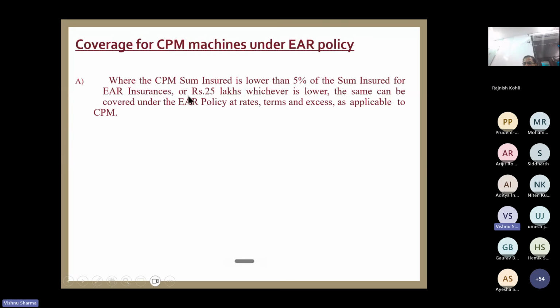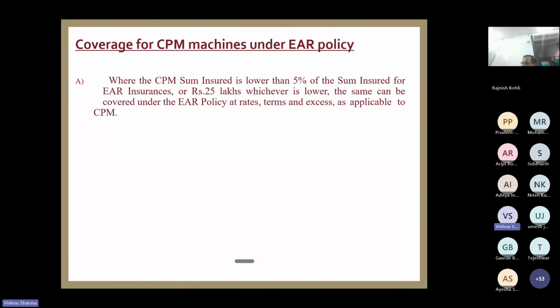Yes, thank you. So in this coverage for CPM machinery under the ER policy, what it says is, if the value of CPM equipment is less than 5% of the project sum insured or rupees 25 lakhs, whichever is lower, then for the same equipment there is no need to take a CPM policy separately. You cover it under the ER policy only, but at the rates and excess applicable to CPM. Now, this is not being followed currently.